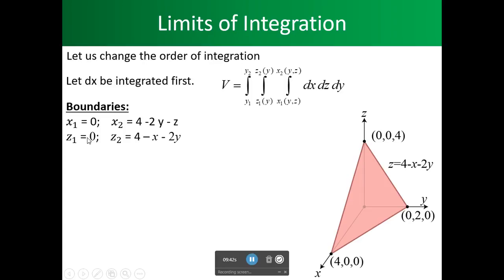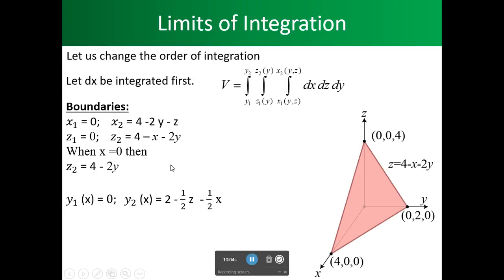Then z, we know, starts off at 0, and we're given the equation z equals 4 minus 2x. Then when x equals 0, what happens to z2? We set this equal to 0, and we get 4 minus 2y. So we now have our x boundaries and our z boundaries. Now we just need to find our y boundaries. So we know y equals 0.